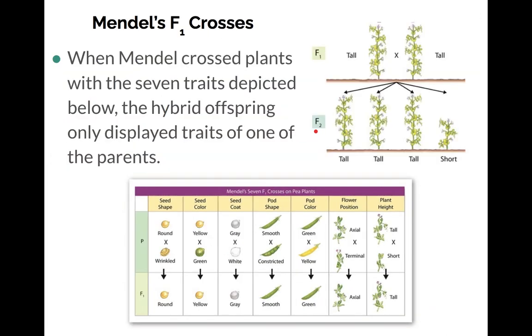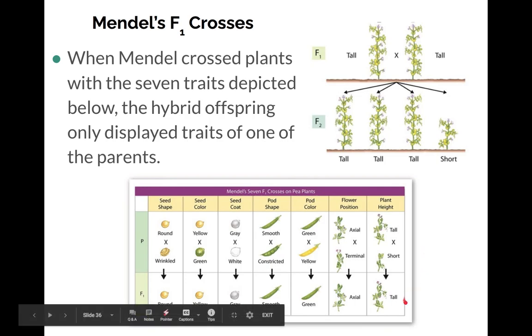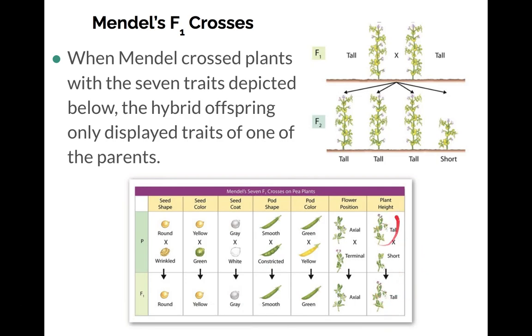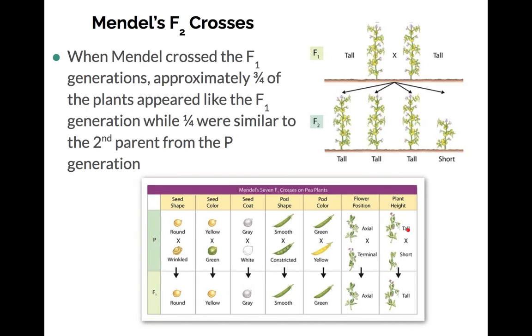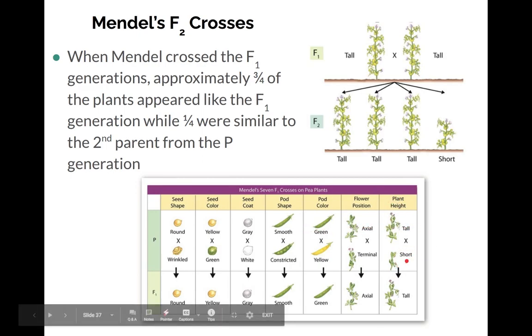Okay, so F1 cross again, just a summary. Here is what he got. Here were his results of the F1 cross, and they all basically looked like one parent from the P generation. And then his F2 cross, okay, approximately 3/4 looked like this parent, that tall axial green, and then 1/4 actually looked like this one, short terminal yellow constricted.